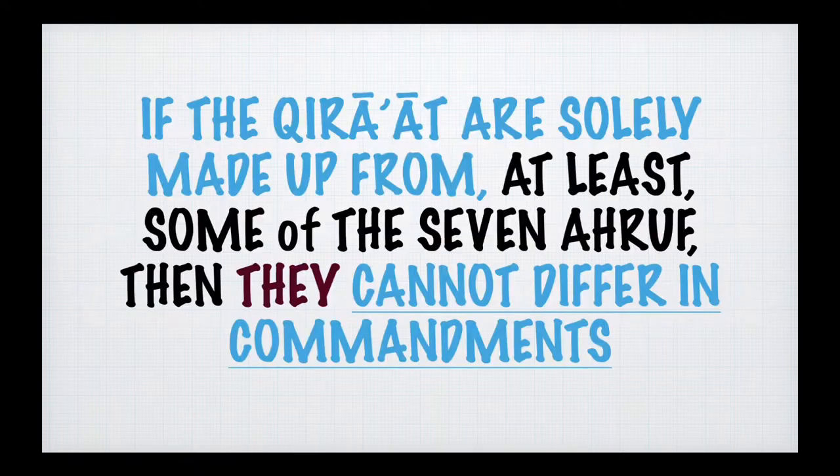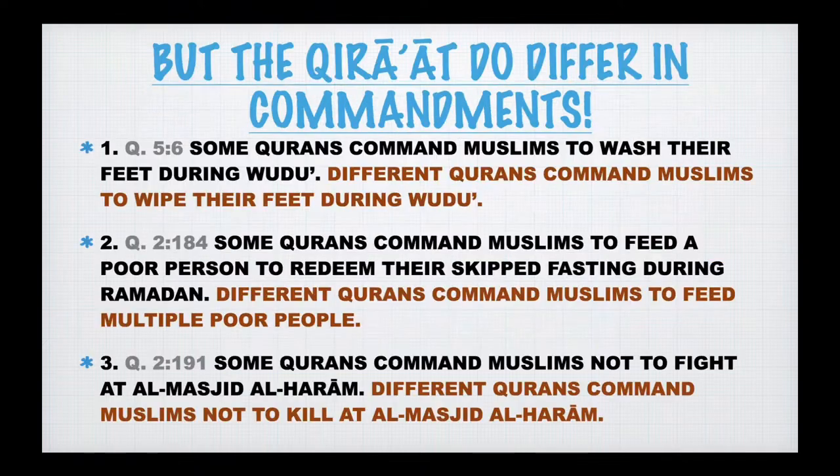We have just 3 examples that we want to share. There are many more. There's literally a PhD thesis, a doctoral dissertation, just on this topic of the legal differences between the different readings of the Quran, and it's published. There are many differences, but we're just going to focus on 3. If the qira'at are solely made up from at least some of the 7 ahruf, then they cannot differ in commandments. But they do. We just brought 3 examples. Like I said, we could have brought more.